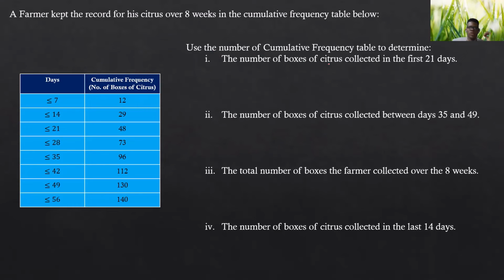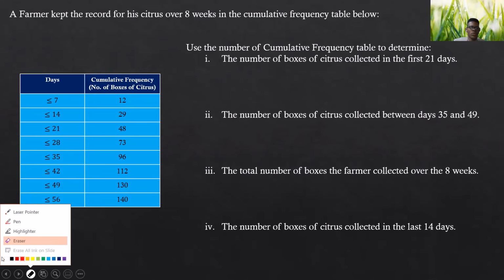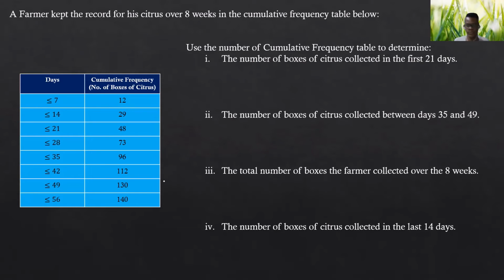So use the cumulative frequency to determine the number of boxes collected in the first 21 days. Then we're going to use it to get the number of boxes collected between days 35 and 49. All of these questions can be answered just by looking at the cumulative frequency table. I hoped if you had the chance, you looked at the questions. So let's tackle the first one, the number of boxes collected in the first 21 days.